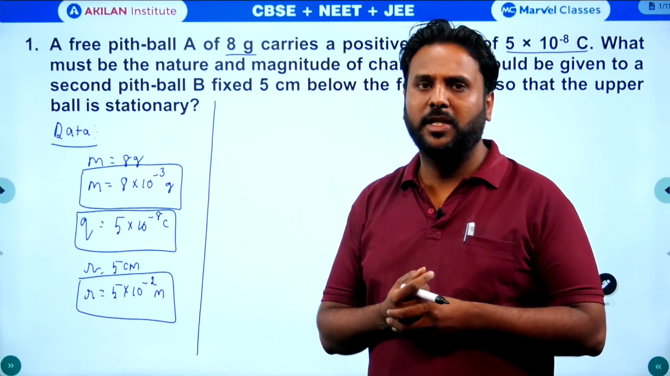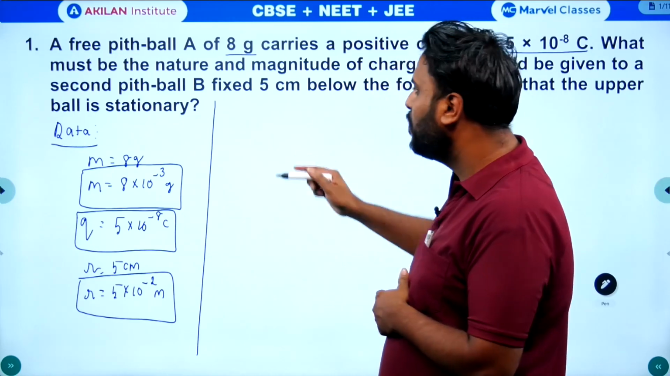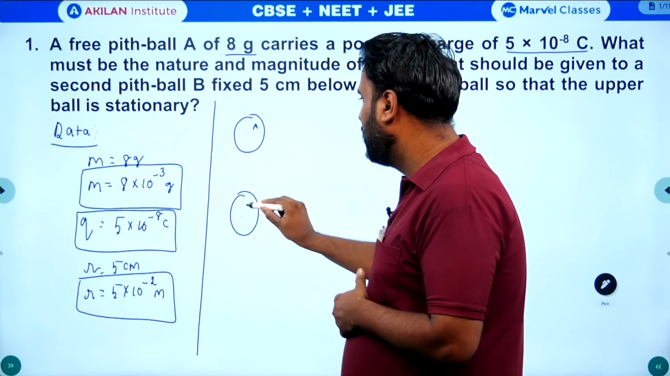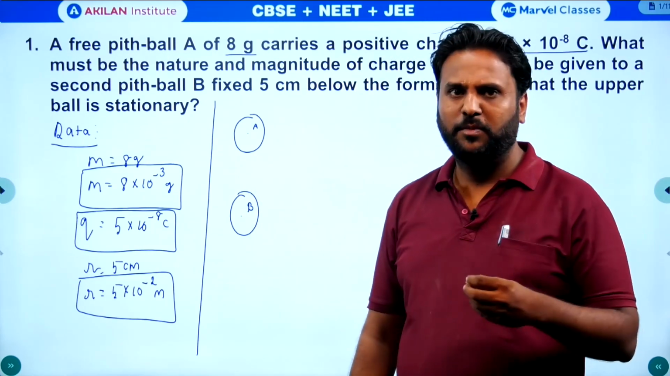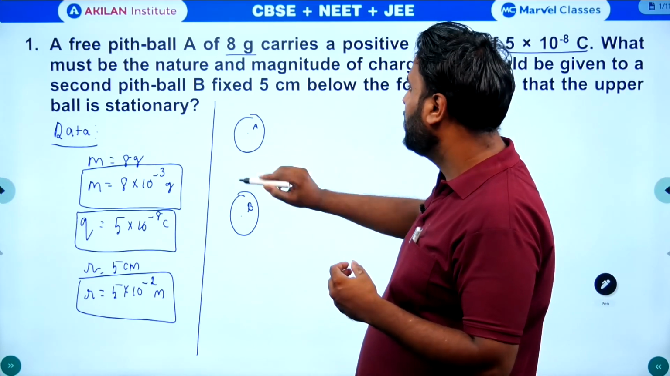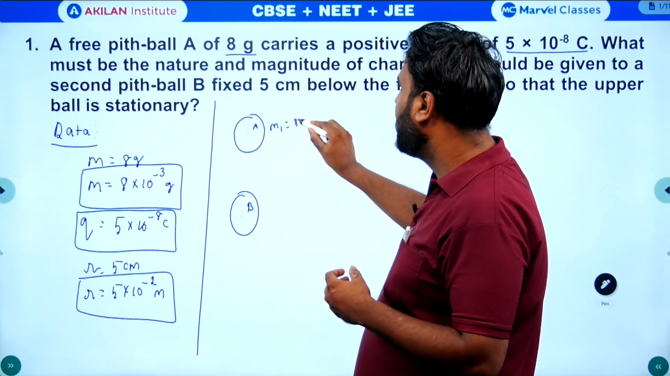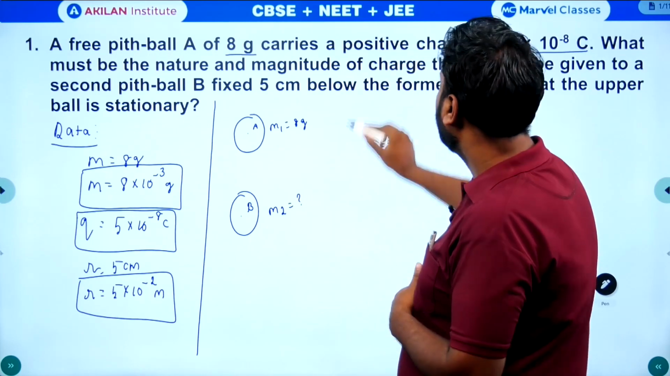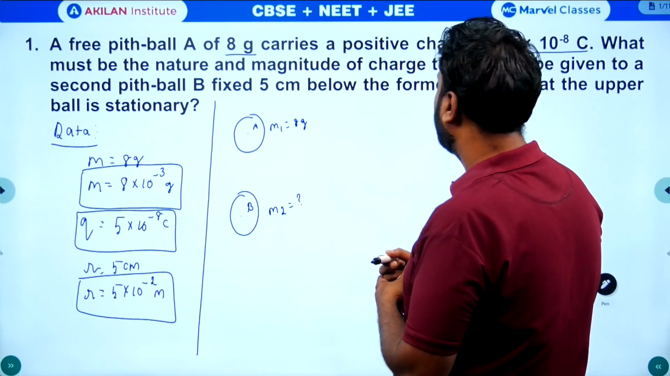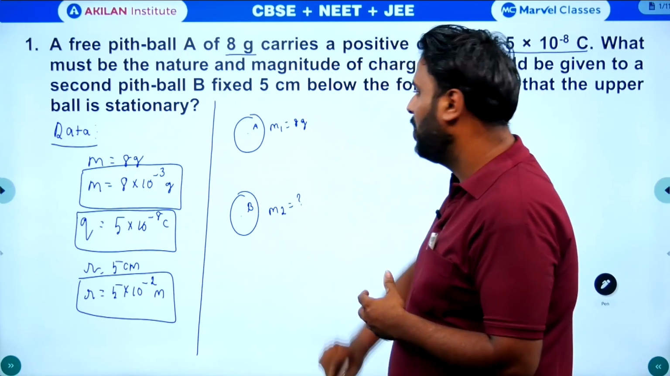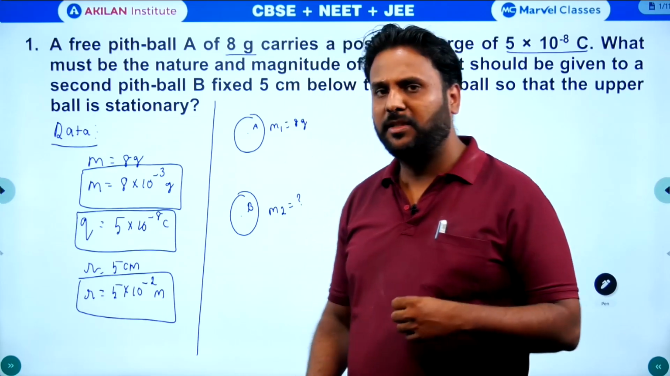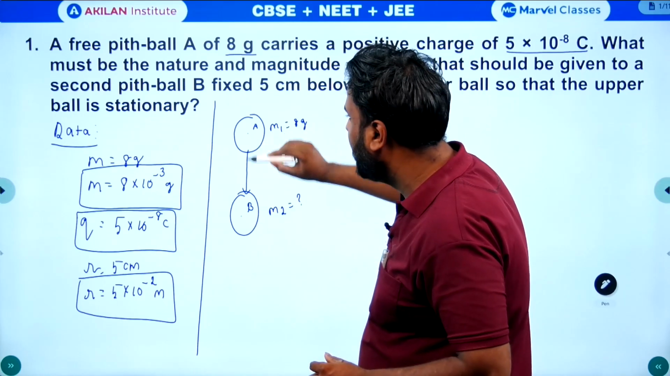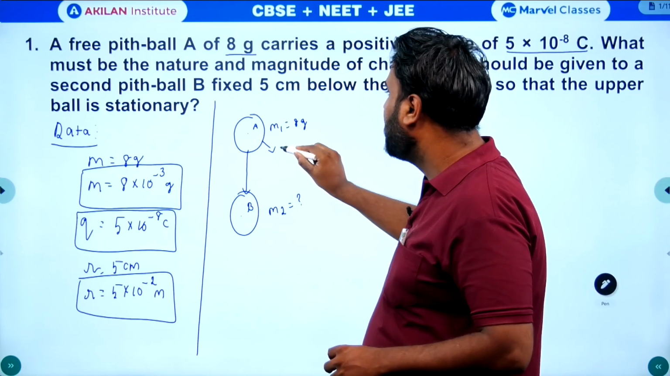What they gave in the problem we have to understand. They have given very clearly that we have 2 balls. This is ball A, another is ball B. Both are free pith balls. The mass of the first ball M1 is equal to 8 gram. They don't bother about the mass too, no problem. They gave the positive charge of 5 into 10 to the power of minus 8 Coulomb. Ball A should finally be stationary.